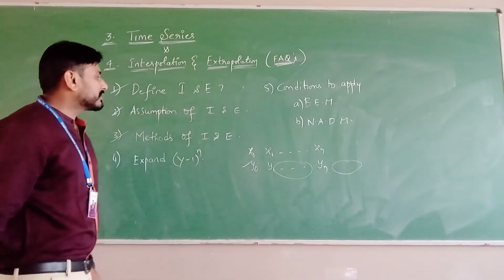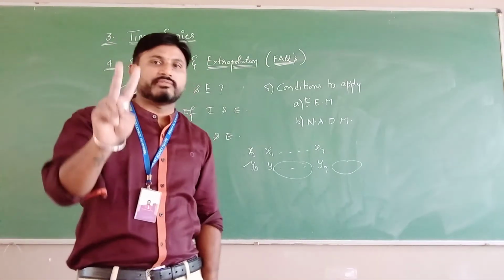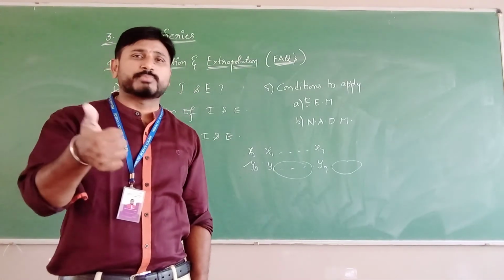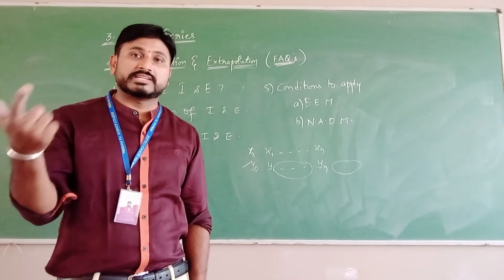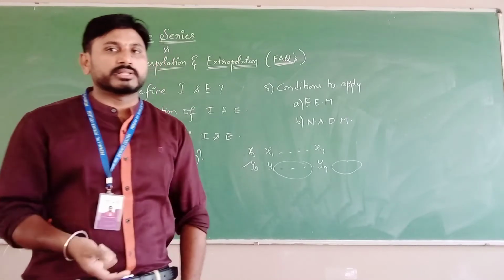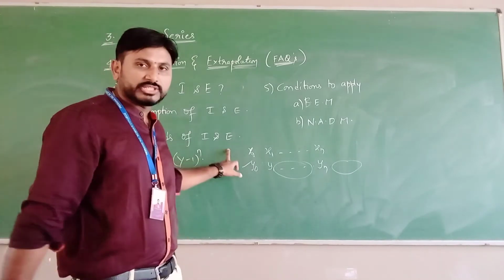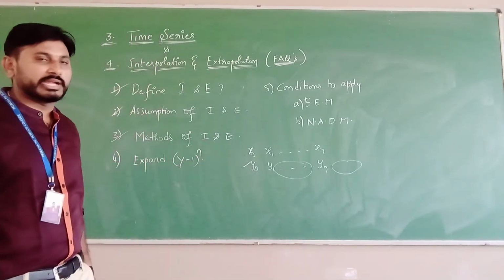Next one is methods of interpolation and extrapolation. Generally we have two methods. One is the binomial expansion method. The second one is Newton's advancing difference method. So these are the two methods which we have in interpolation and extrapolation, methods of estimating I and E.